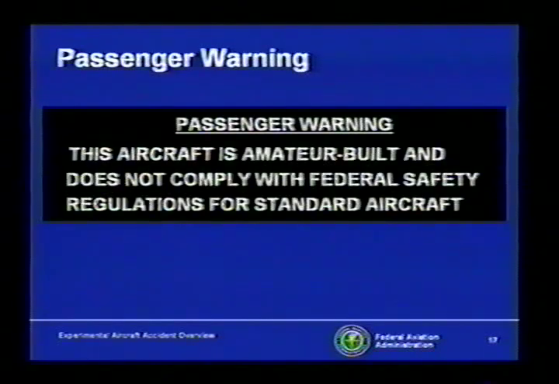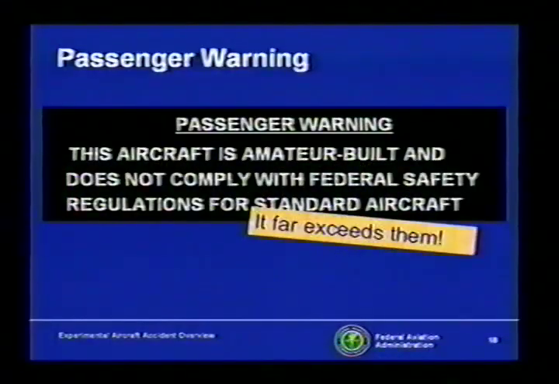Okay. Has everyone seen this warning? This aircraft is amateur built and does not comply with federal safety regulations for standard aircraft. And had a fella recently say, it far exceeds them. In some cases, it may. But in some cases, it may not. And we'll show you some examples where it may not.